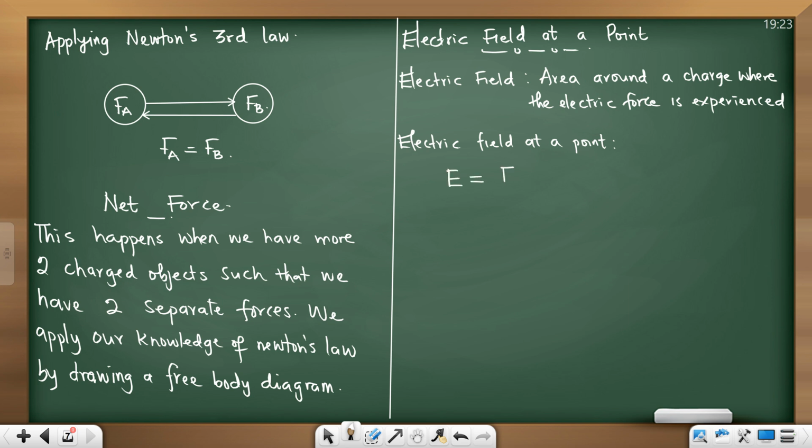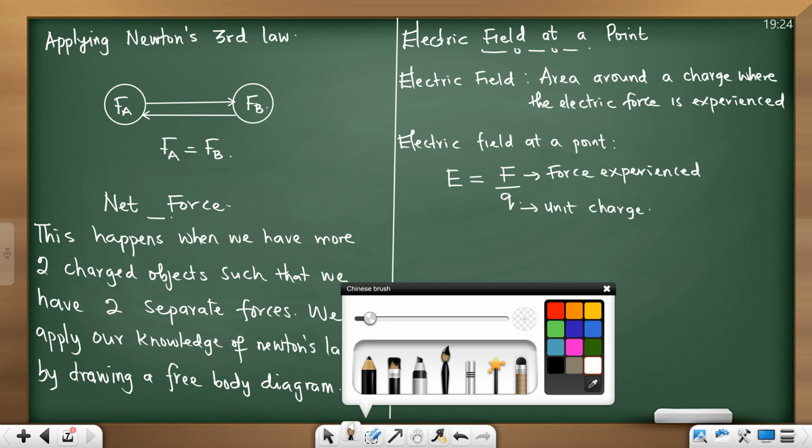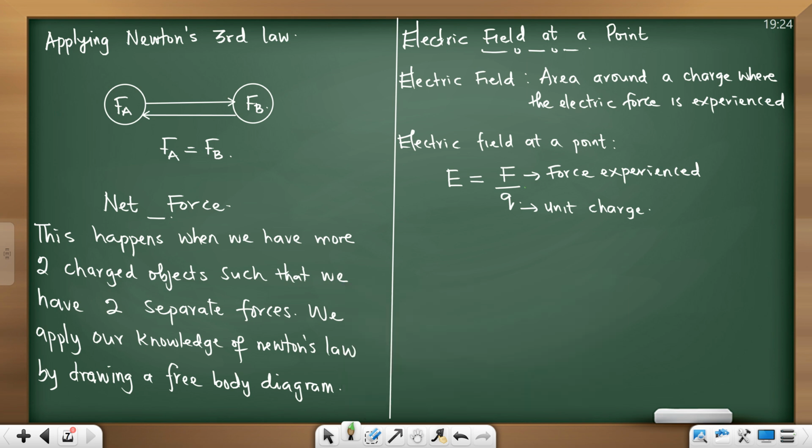E equals F over Q, where F is the force experienced by a charge and Q is our unit charge. So this is how we learn definitions in physics. If you forget, you go back to your definition page and work with this. This line means per.